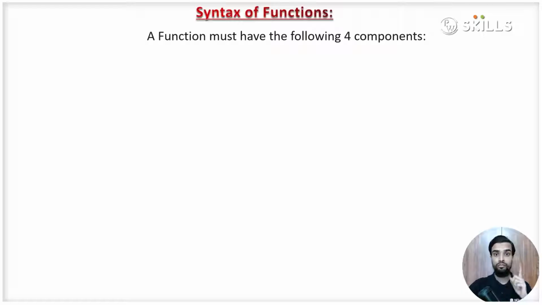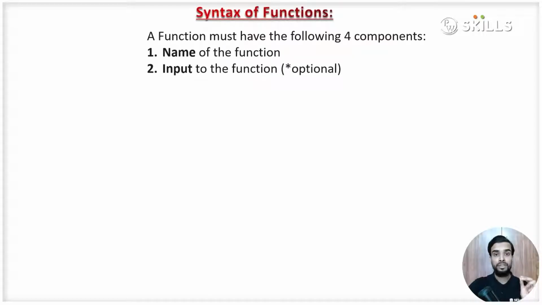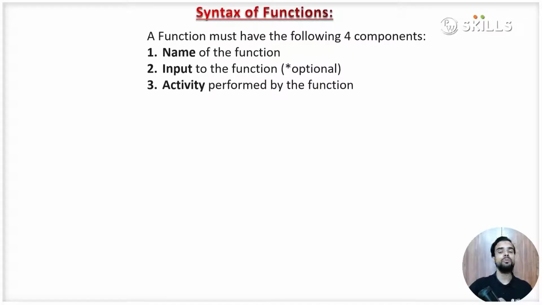Please remember, a function must and should have the following 4 components. What are those, sir? First one, obviously, it is going to be the name of the function. But sometimes you can also have such functions which would be expecting input from the caller. But please remember, it is not compulsory that every single function should have this component. It depends on the type of functions that you're trying to define. Anyways, the second component happens to be the input to the function, and the third component happens to be the actual task or the activity that the function would be performing.